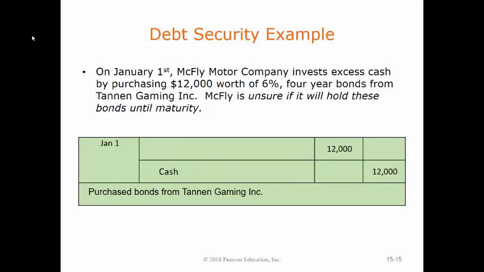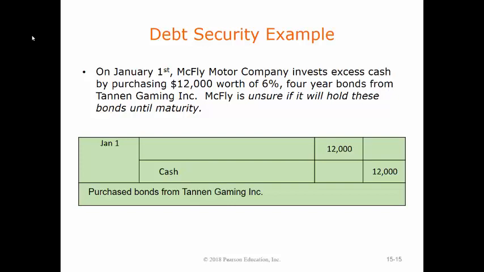And as a side note over here, let's do the same setup that we had before, but let's change one very important factor. On January 1st, McFly Motor Company is going to invest excess cash by purchasing $12,000 worth of 6% 4-year bonds from Tannen Gaming Incorporated. But this time, McFly is unsure if they will hold these bonds until maturity. Well, the credit in this entry is still going to be exactly the same. We're still letting Tannen have $12,000 in cash by issuing us these bonds.